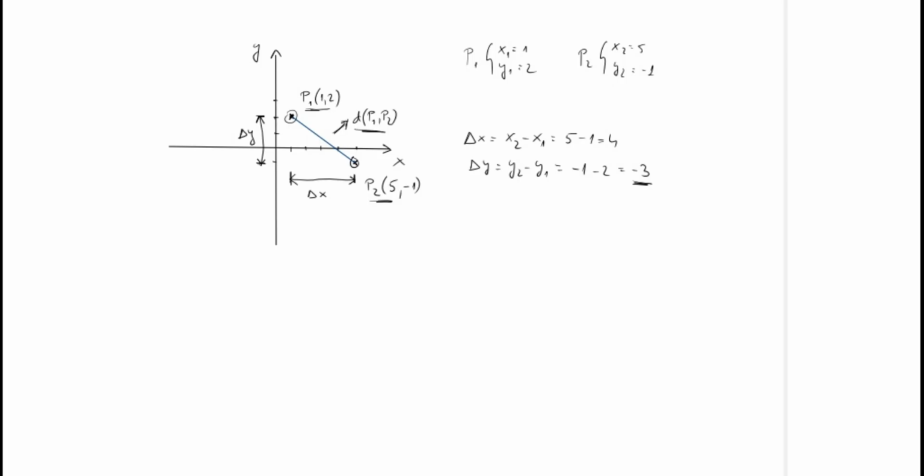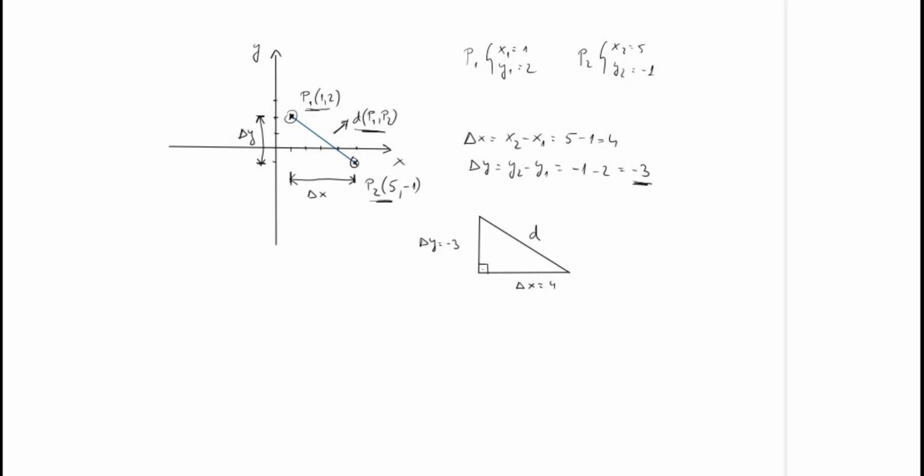Okay, let's draw a triangle. Okay, so we have here delta x equals 4. We have here delta y equals -3, and then we have here d. And of course this is a right triangle.